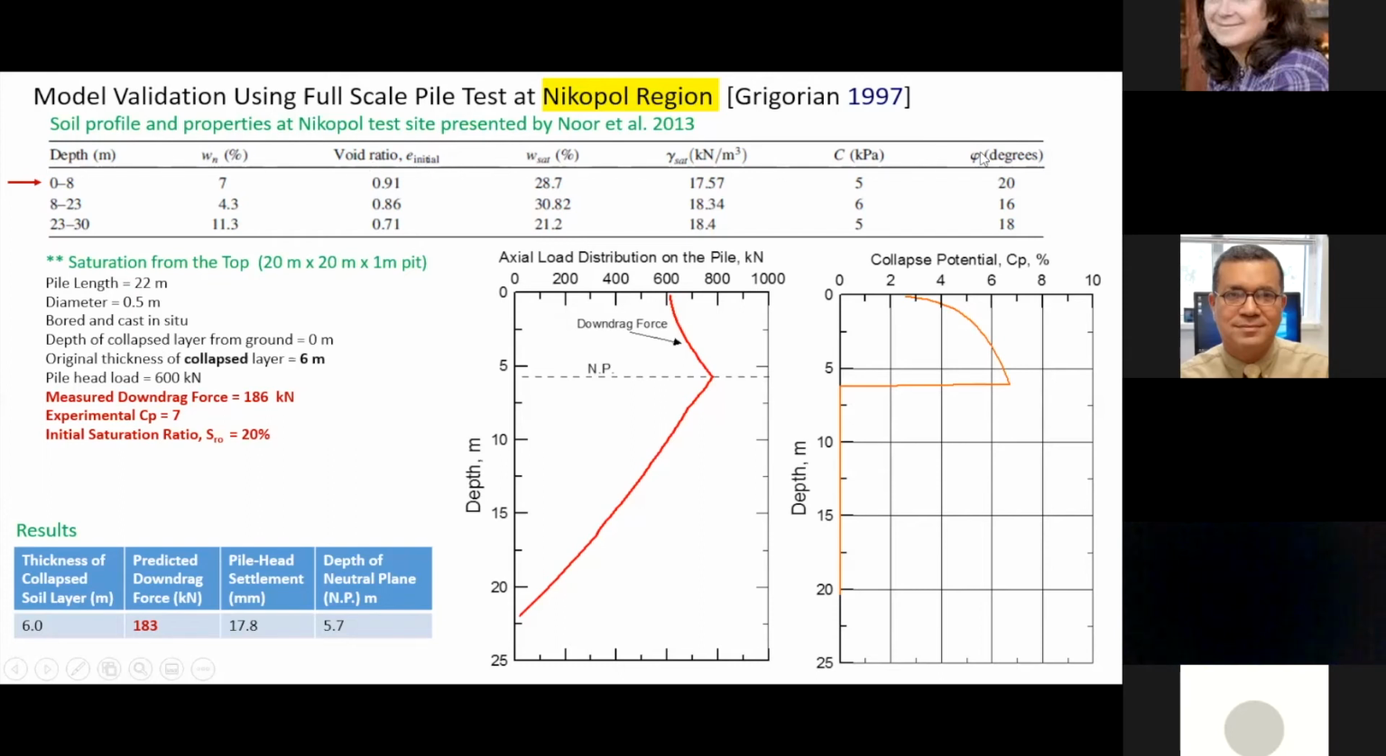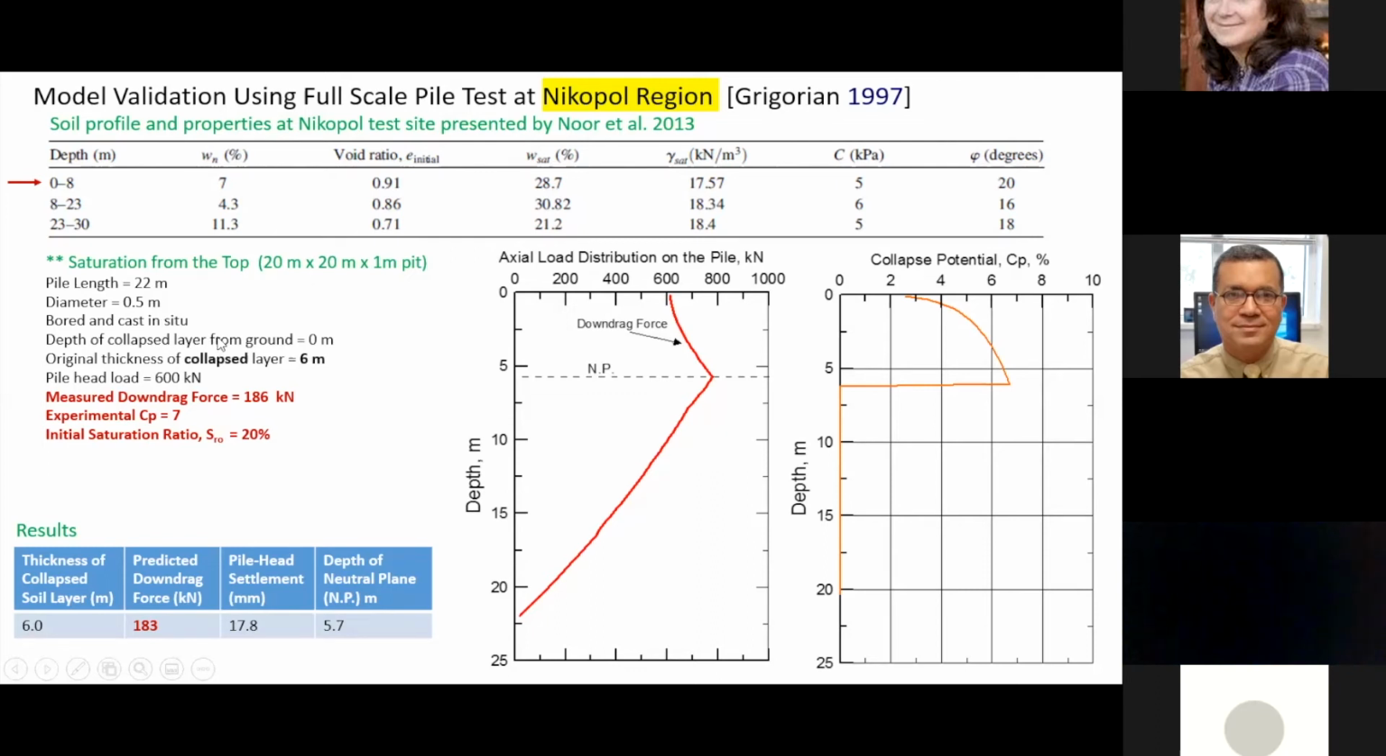And this is the profile of the soil that they are dealing with, the depth of the soil. And from 0 to 8, this is the collapsible soil. Okay, take a look at the collapsible soil here. You will notice that if you do the calculation, the initial void ratio is 20%. Okay, and they put a pile there. The length of the pile is 22 meters. The diameter of the pile is 0.5 meter.